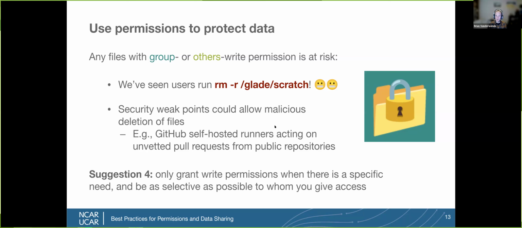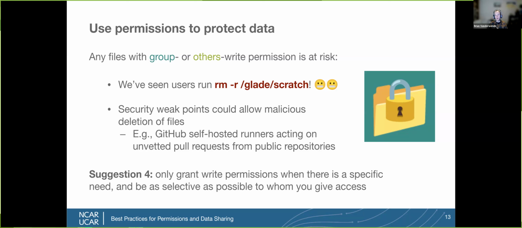There are also some security weak points that could allow something more malicious. Something we've been thinking about a lot recently is GitHub self-hosted runners. This allows you to set up a GitHub Actions runner on any system you have access to. There are really no strong restrictions on that, and just like any other system, you can set it up under your user account on Derecho or Casper. But depending on how you set that up, it allows opportunities for malicious actors to come in and potentially try to erase data.